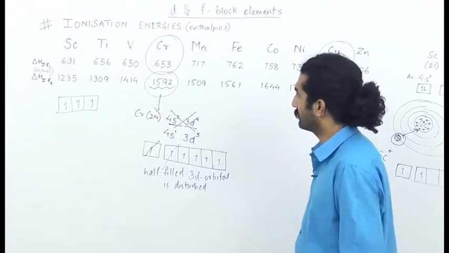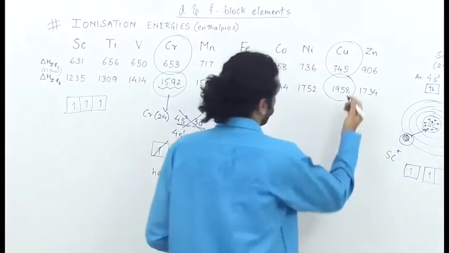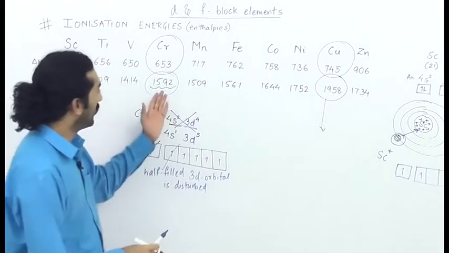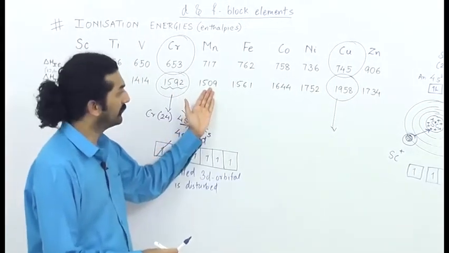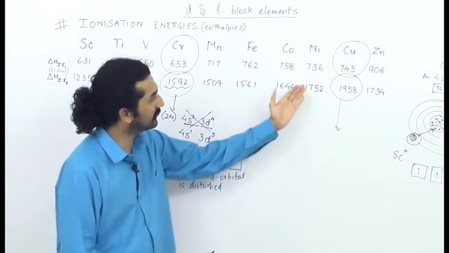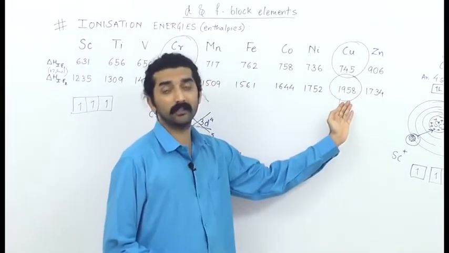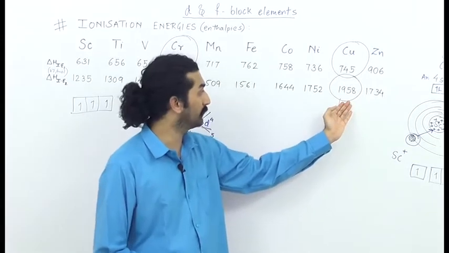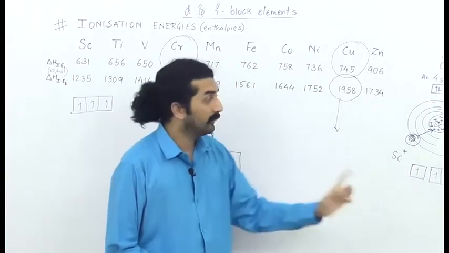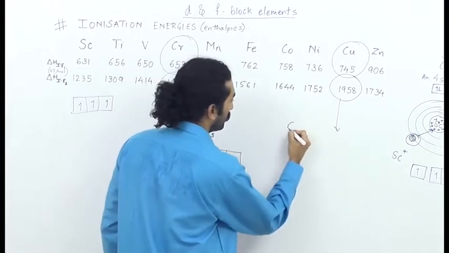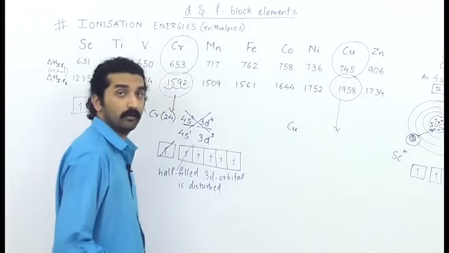Now following this logic, can we talk about copper, right? As you must have already noticed, we have a dip down here, then there is an increase, then there is an increase, then there is an increase, but after this there is a sudden huge increase of 200 kilojoules per mole, right? And then there is a dip again. Now this again happens due to the same reason. Following the logic for chromium, let's discuss copper.